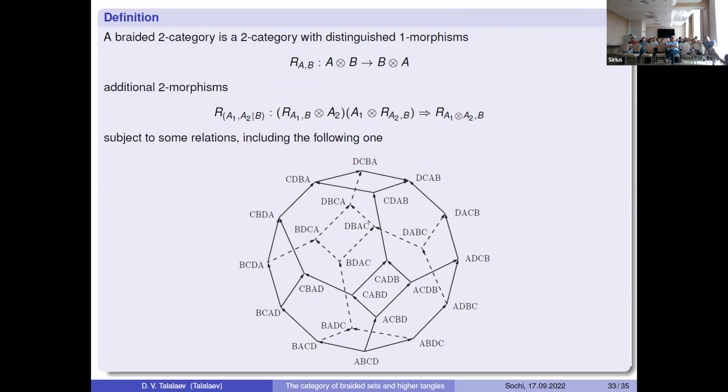And there is a notion of braided 2-category. So it is a 2-category with additional morphisms, which introduce the braiding of tensor products of objects of this category. And one asks for this morphism an additional relation, which is in fact a 2-morphism. R1 A1 A2 B, it is a 2-morphism between two 1-morphisms.